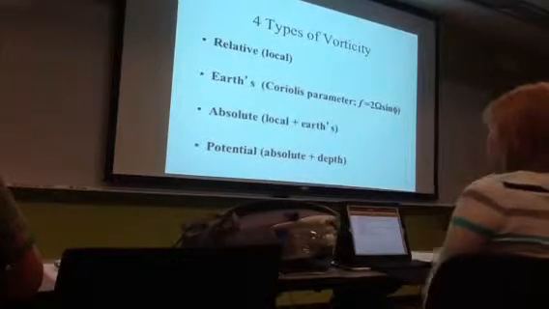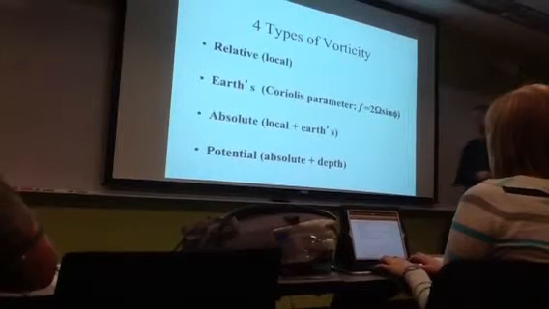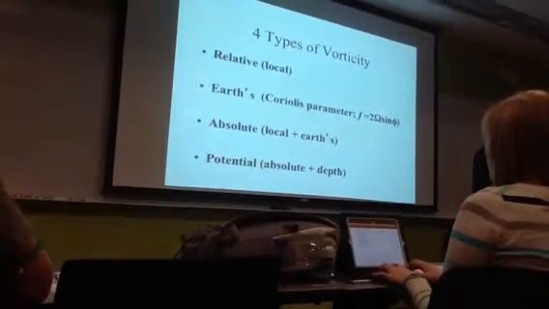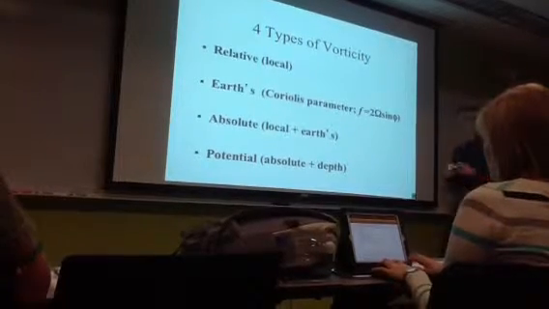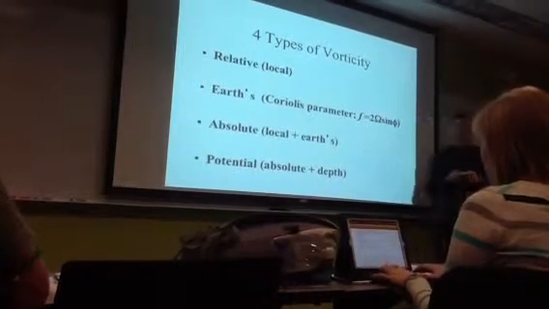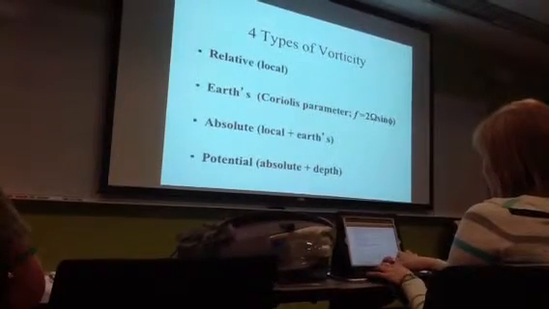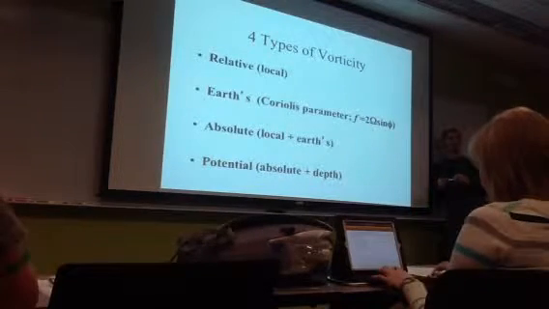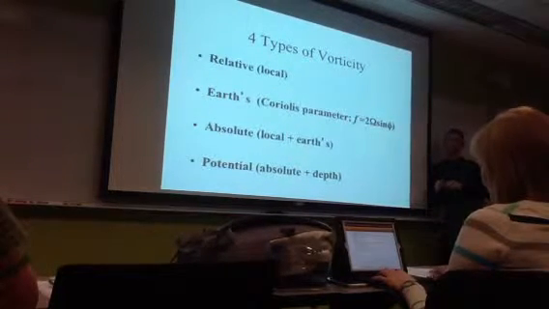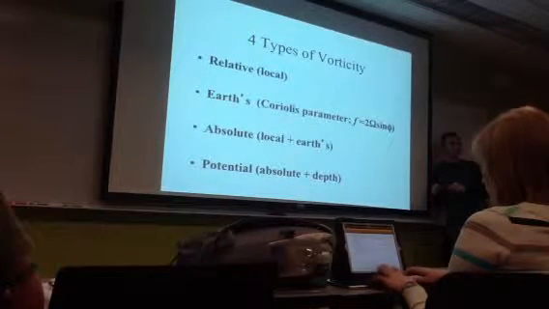The other 4 types: relative or local, Earth's, absolute, and potential. Be able to describe what each one is. What's relative vorticity? It's the apparent spin created by the Coriolis force. Coriolis plays a factor in it. What actually is relative vorticity?